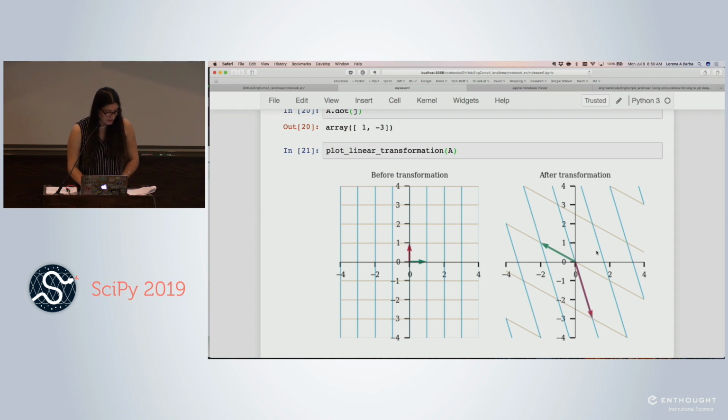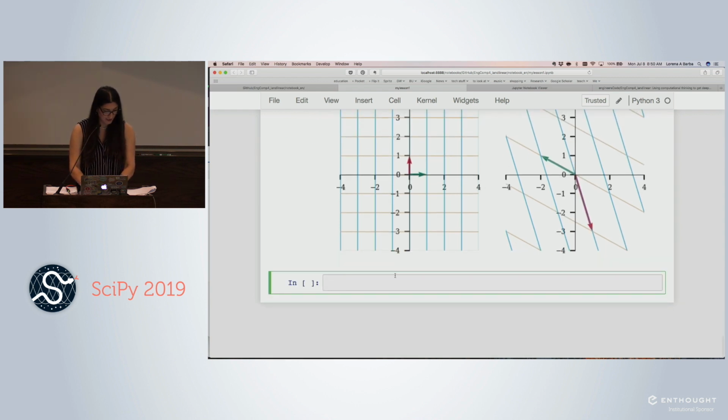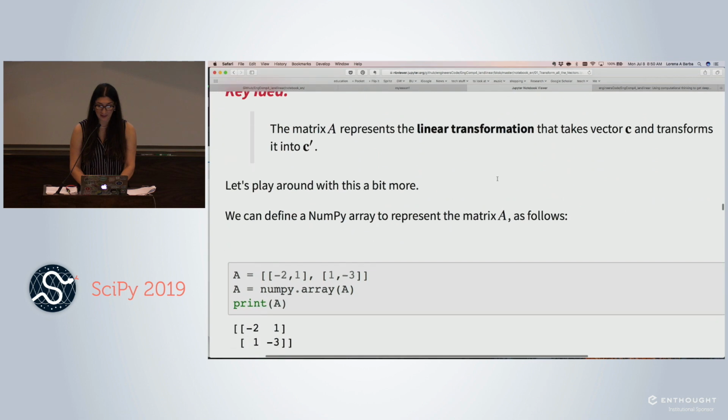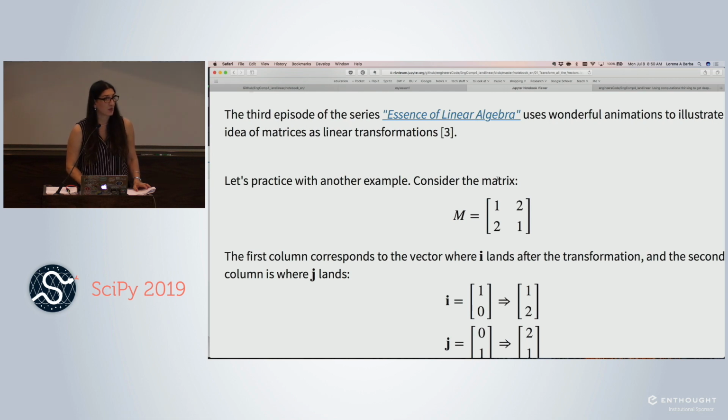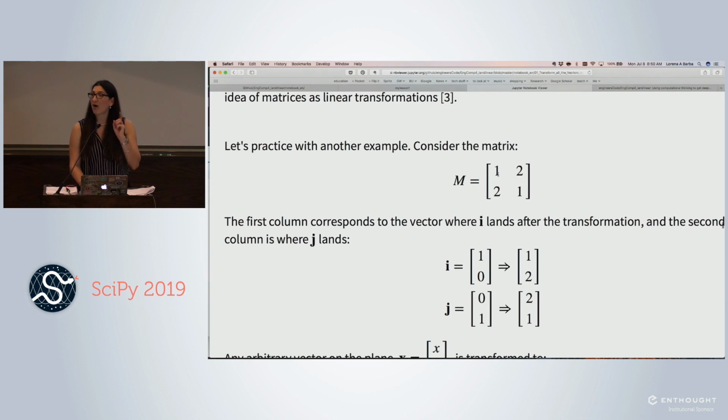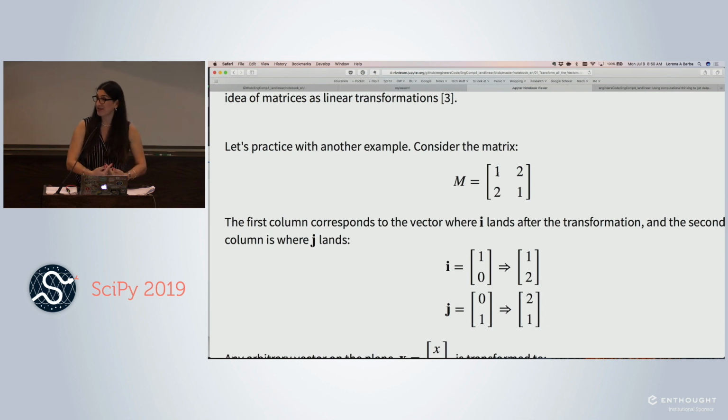Now let's practice with a different matrix. Let's define M. The matrix is [1, 2], [2, 1]. That's the matrix we're going to work with right now. The meaning of this matrix is that, by the linear transformation it represents, the unit vector I, (1, 0), lands on its first column, (1, 2). The unit vector J, (0, 1), lands on its second column, (2, 1). So we know what this linear transformation does to the unit vectors. The first column represents where I lands. The second column represents where J lands.